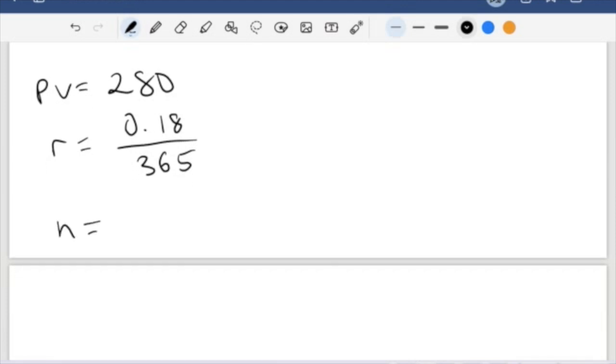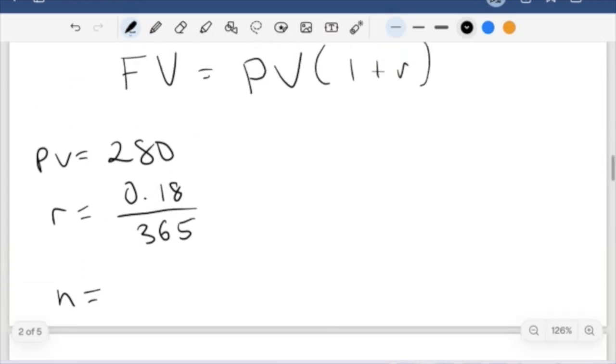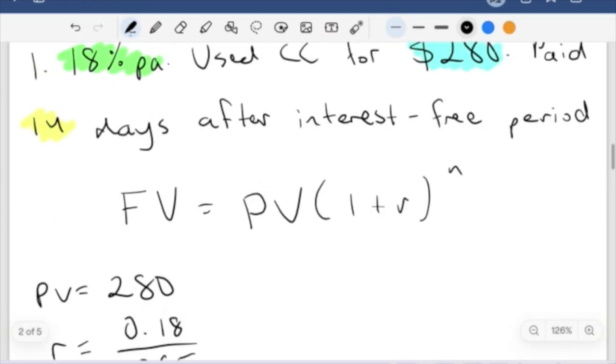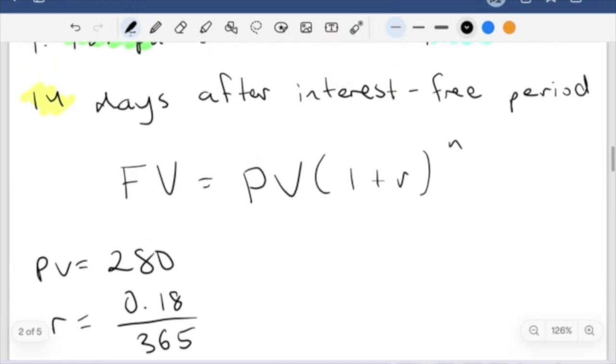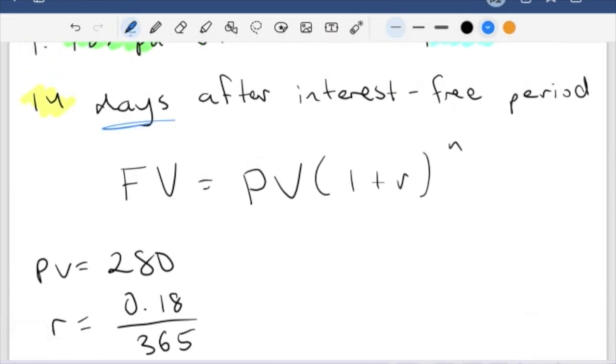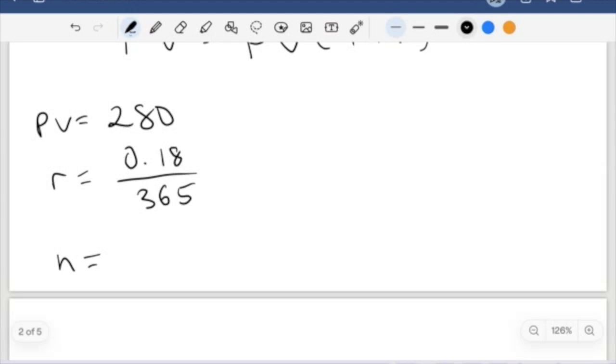And our number here, since we've already converted the rate to days, we've been given the amount of days after that this person has paid. This isn't in years, right? Since it's already in 14 days, we can just write 14 as our n. Because for our number of compounding periods, there's no converting we have to do because the question has already told us that it's taken 14 days.